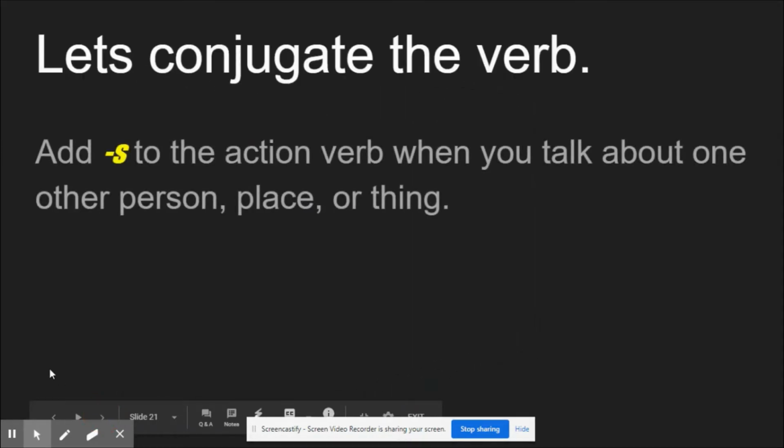Okay, so we need to conjugate our verb, and usually this takes place when the subject of the sentence is singular, right? So we add an s to the verb, to the action verb, when we talk about one other person, place, or thing. So when our subject is singular, then our verb needs to have an s most of the time, maybe 99.9% of the time, okay? So let's go ahead and look at this.